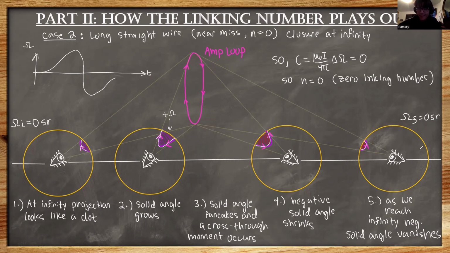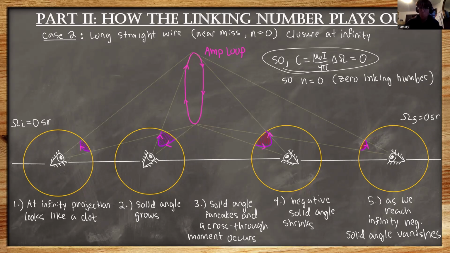But as you walk off to infinity, you start paying off your debt. That little patch of negative solid angle gets smaller and smaller until eventually, bam, you're at 0. You've walked far enough away that the amp loop projection is a dot, and you do the half circle at infinity, so no change in solid angle getting home. Just like we would expect with the linking number, in this case you have 0 circulation. There was no change in solid angle from initial to final. And so that's the near miss straight wire closure at infinity.